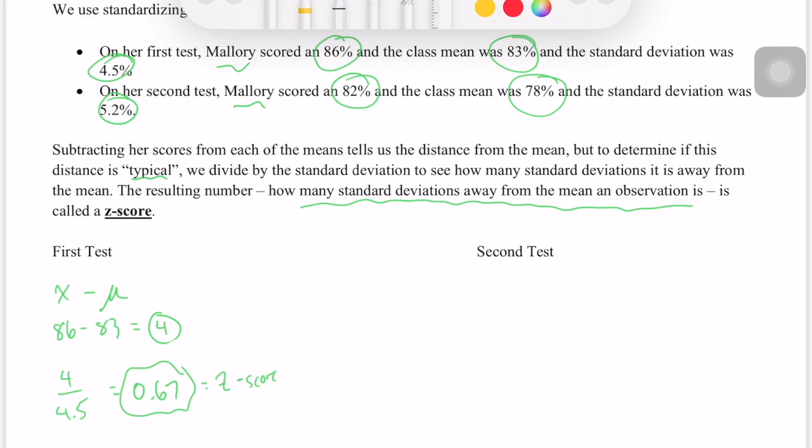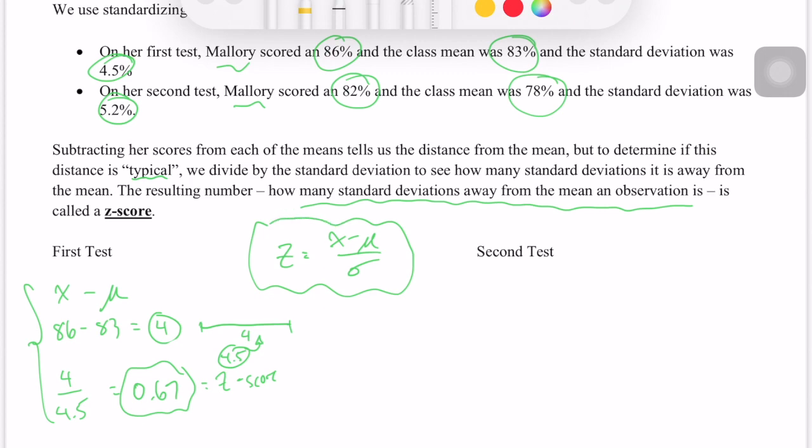Now, I wouldn't want you to do it in pieces like I have done here. I was just kind of hoping that you would see that what we're really doing is seeing how many standard deviations fit inside this distance of 4. When we do find the z value, we're going to want to just do it all at once. So let's do that for the second test.